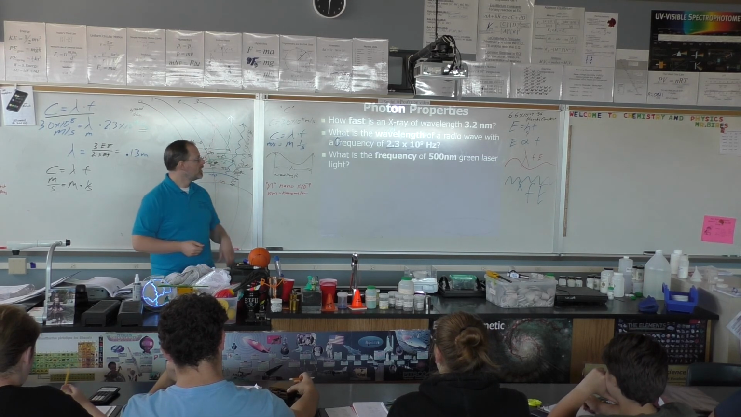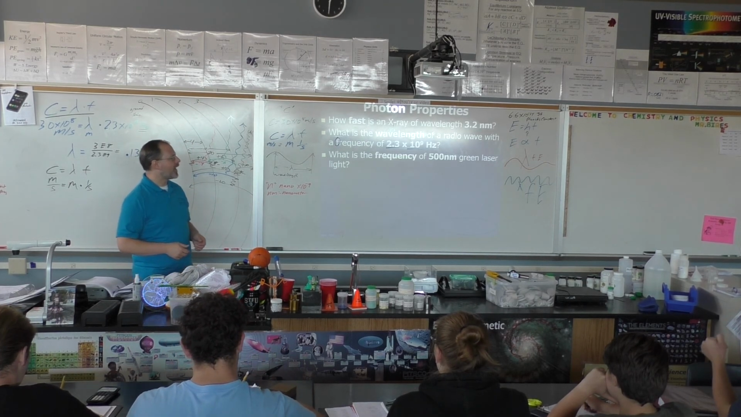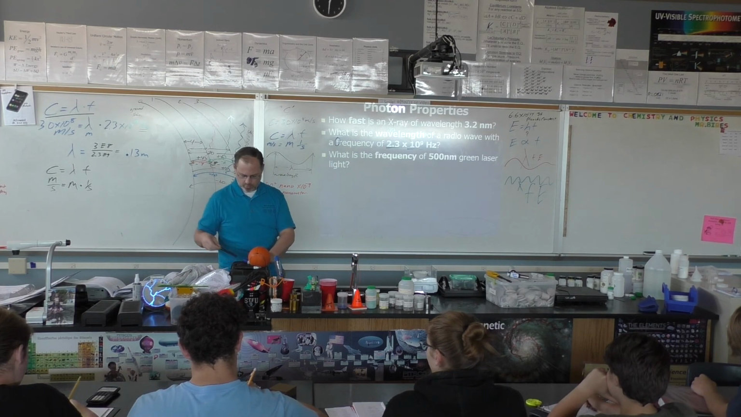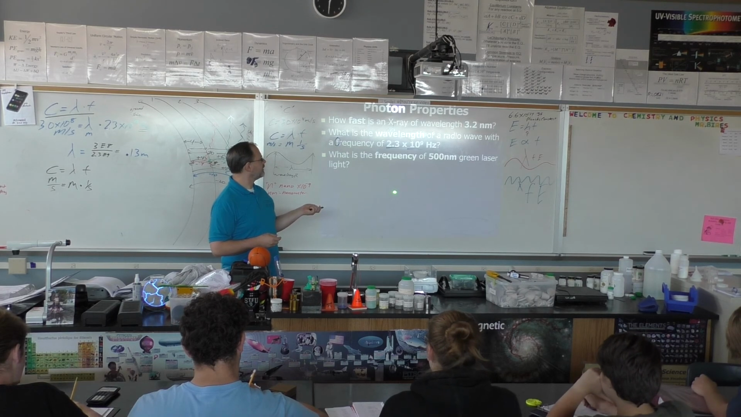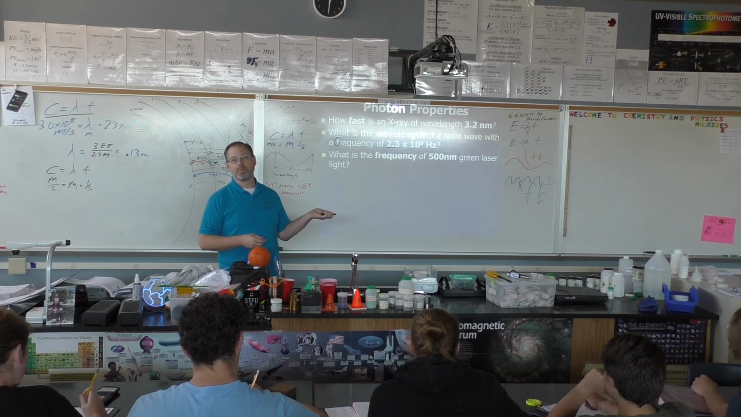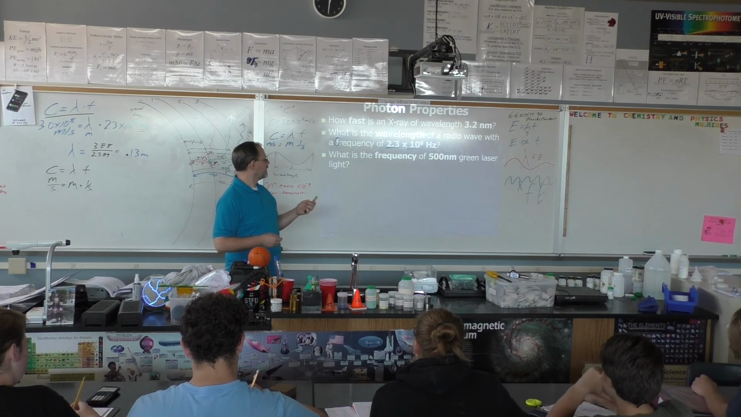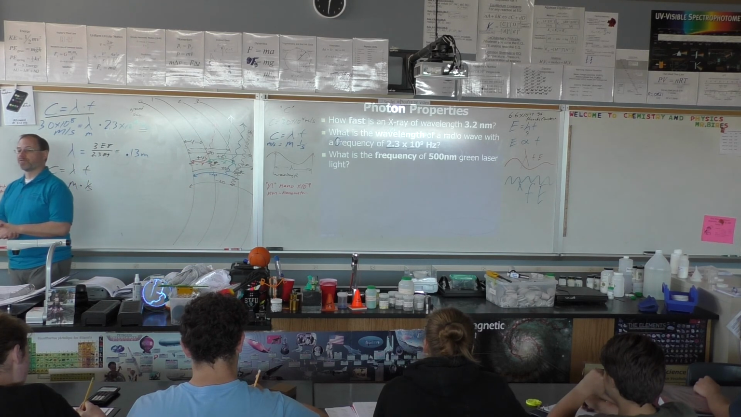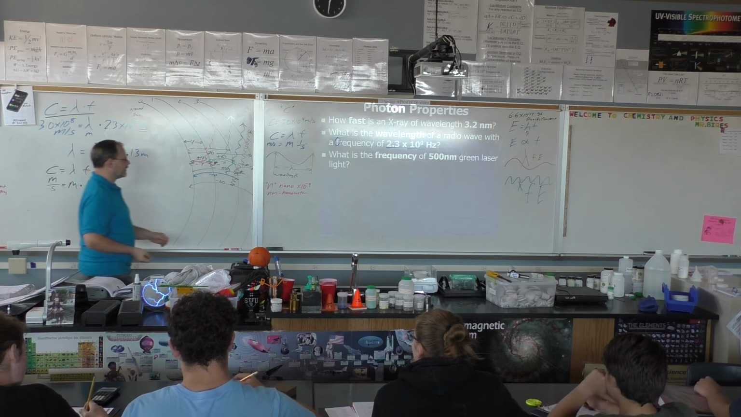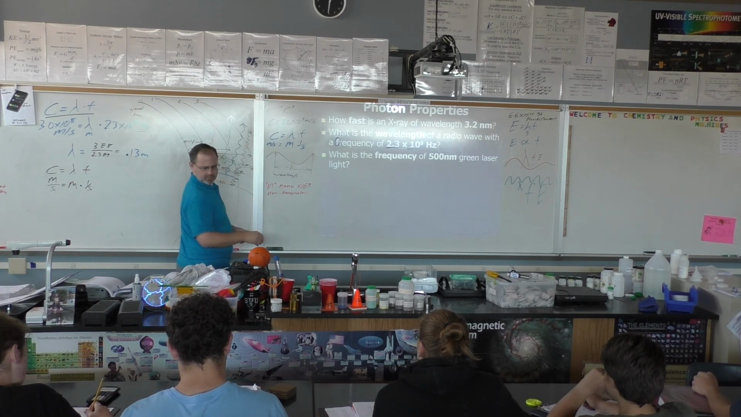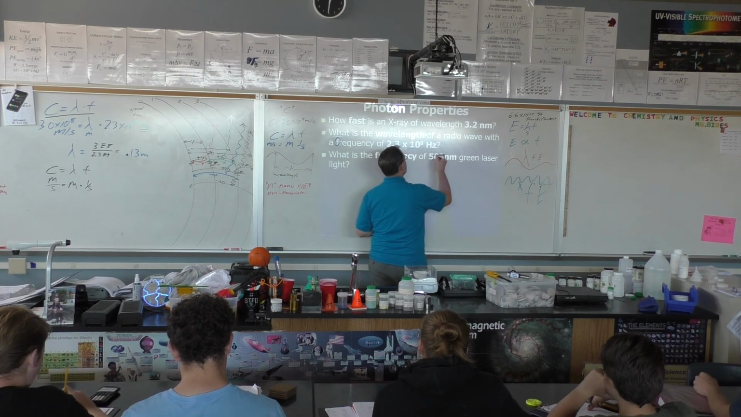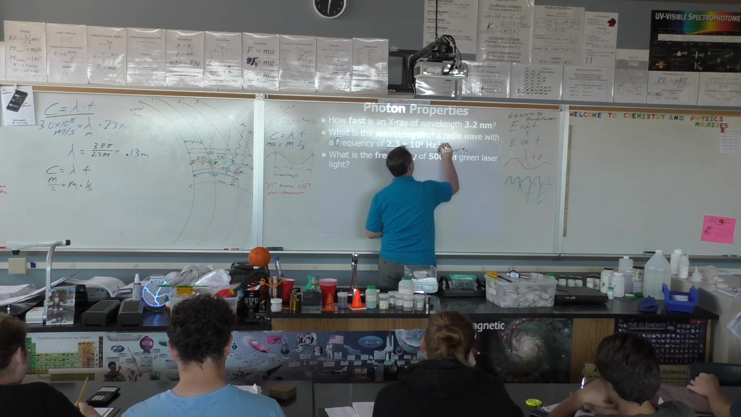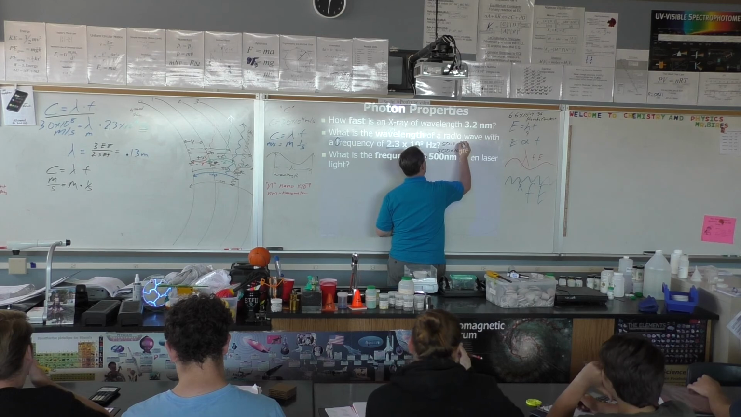Go back the other way. What is the frequency of a 500 nanometer green laser light? I happen to have such a laser right here. I have a laser with a really bad lens. The lens is completely trash. So give this a try. Now you're finding frequency. 500 nanometers is 500 times 10 to the minus 9 meters, or 500 e negative 9.